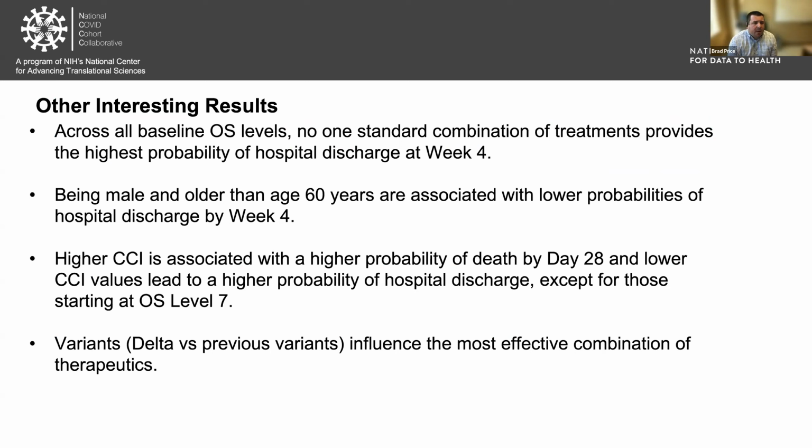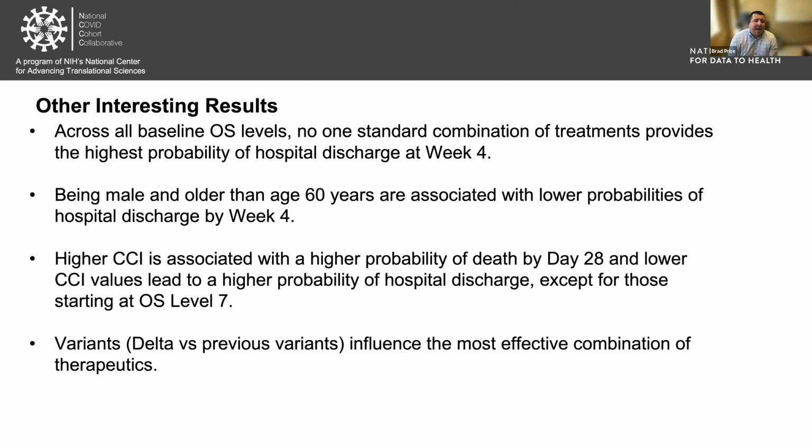As we get into the models, and again, this makes some assumptions about what was given, and actually start looking at the coefficients, which is one of the advantages of using a traditional penalized regression model, right? Something that we can understand, something that's taught in a graduate level stats course. What we find is being male and older than 60 years of age are associated with lower probabilities of hospital discharge by week 4, so worse outcomes.